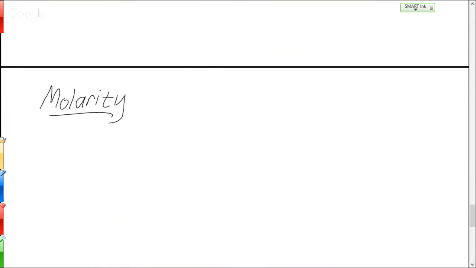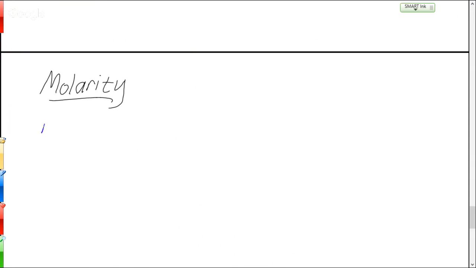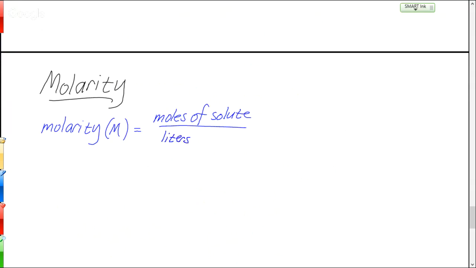Molarity, which is a capital M, is moles of solute over liters of solution. So it's still an amount of solute over an amount of solution, but this time the amount of solute is in moles and the amount of solution is in liters.